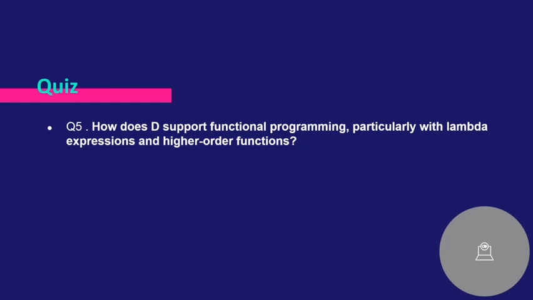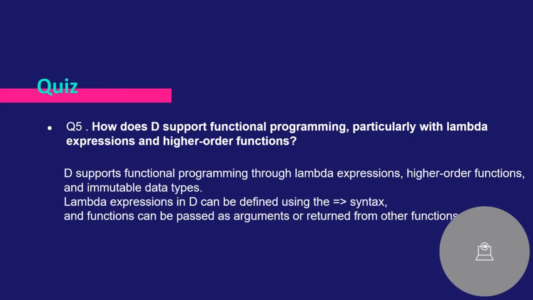Well, actually D supports functional programming through lambda expressions, and higher order functions and immutable data types. The lambda expressions in D are defined using the arrow syntax, and functions can be passed into other functions, which is the higher order function part of the D language. This is a specific syntax.